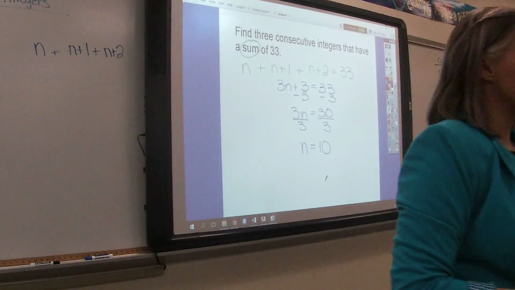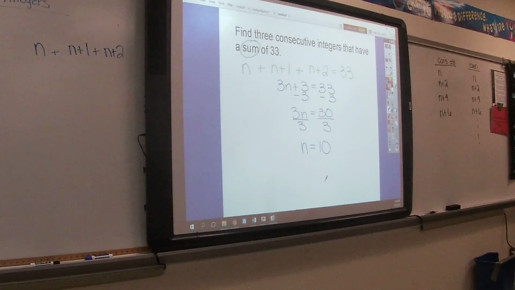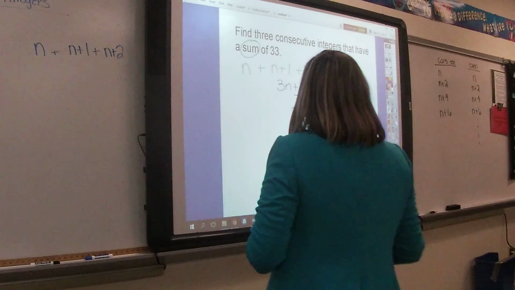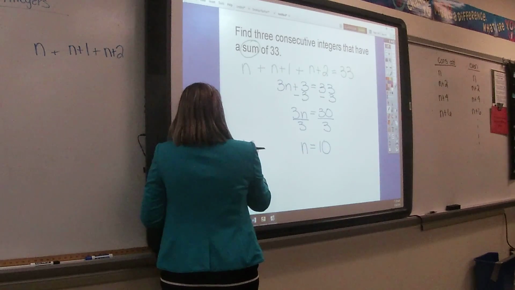What is this problem actually asking us to find? 3 numbers. Do we have 3 numbers yet? No. How many do we have? 1. So we need 2 more. So we have 10. What's going to be our next number?